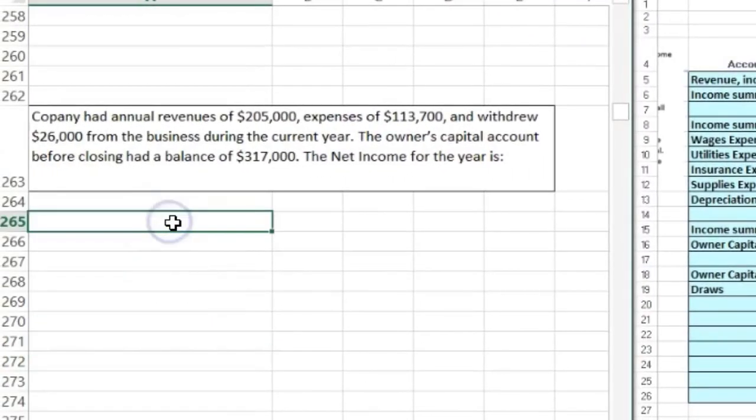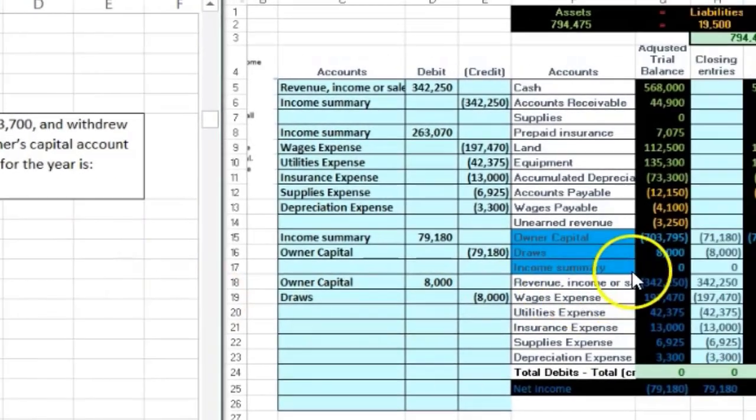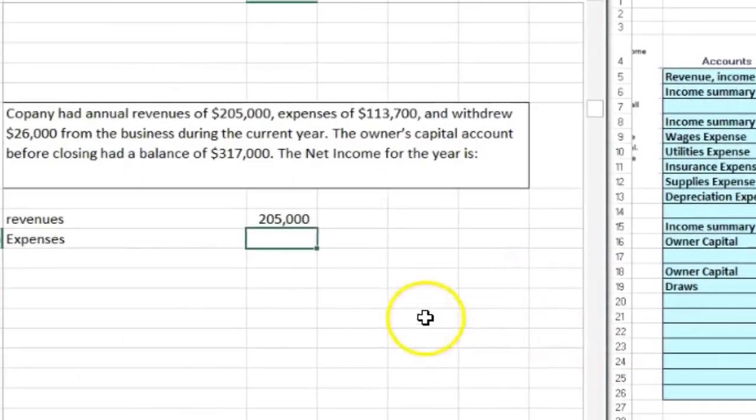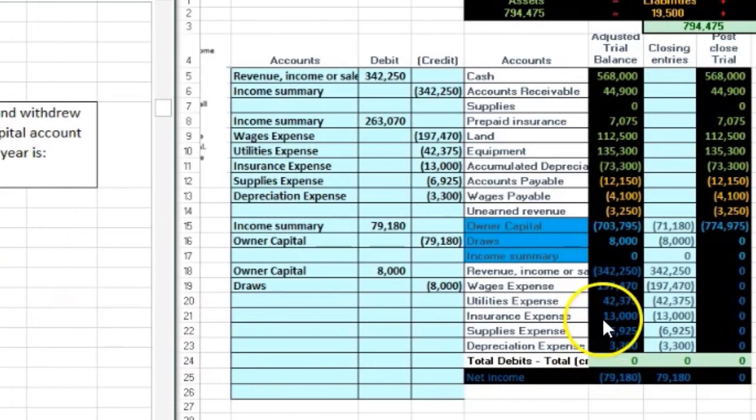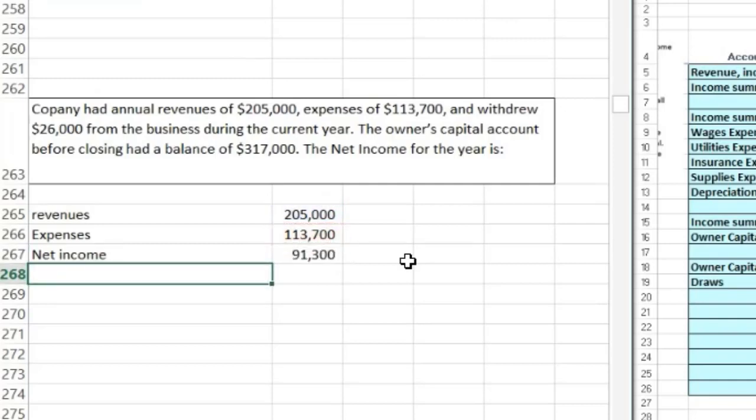So what's going to be the revenue? They said it was 205,000, and they said that all expenses, meaning they added all these up for us, basically, and that comes in, not these, of course, but the same types of accounts on a similar trial balance. We're just using that as a reference, of 113.7, and that means that net income is equal to 205 minus 113.7, and that's the 91.3.